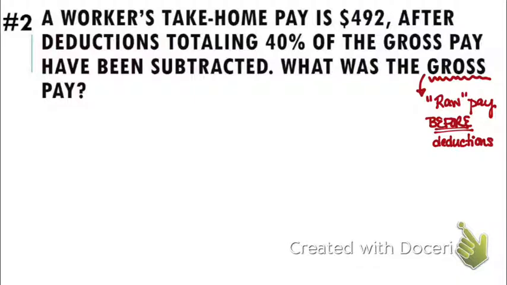We know what their check was. How much was their check for? $492, but they've had money taken out of it. How much money was taken out? 40%. 40% of what? X. Yes. Where X means what? Gross pay. We're going to let X mean gross pay.